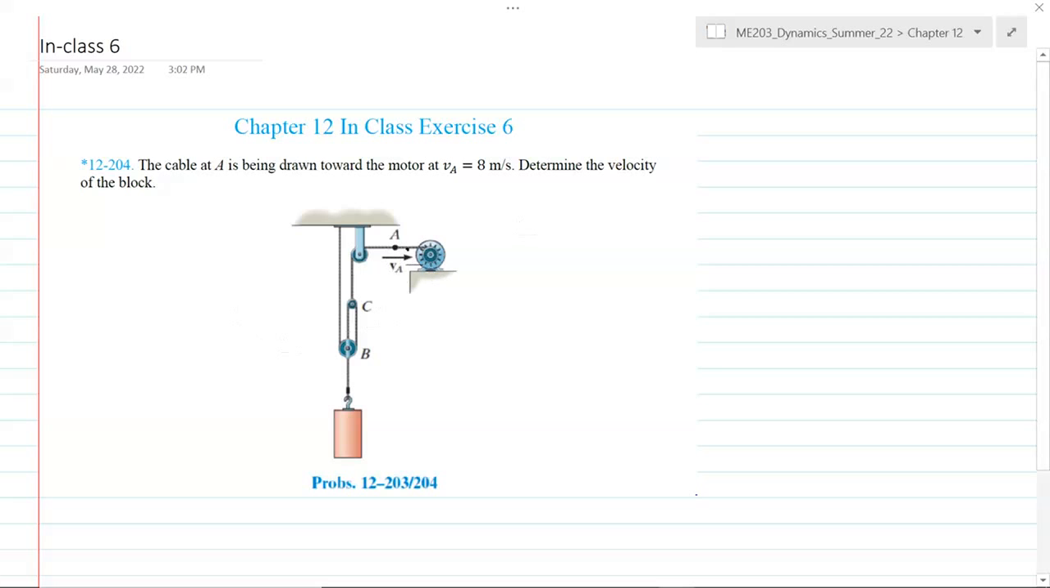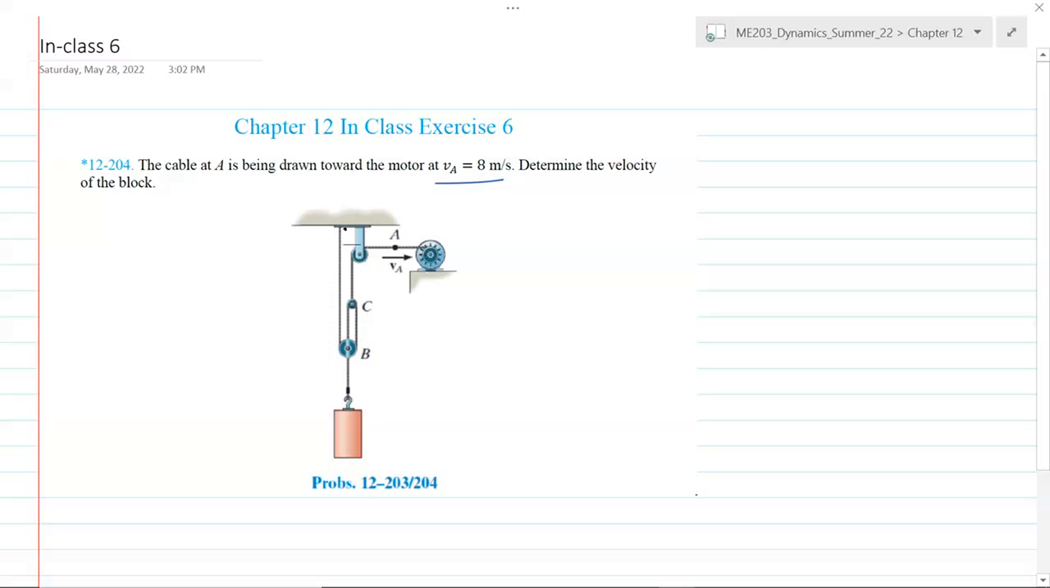So this cable is being pulled by this motor at this speed, 8 meters per second. We need to know at what speed the block B moves up. So first step is we need to identify how many different physical cords are there in the system.